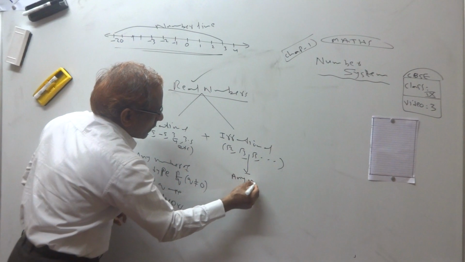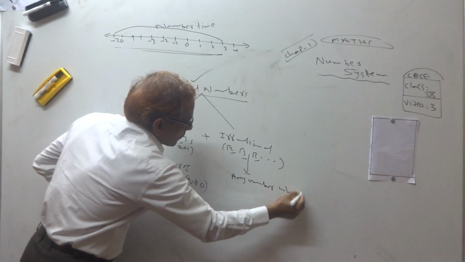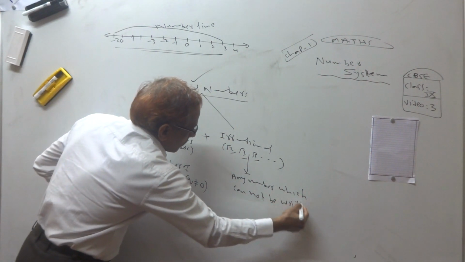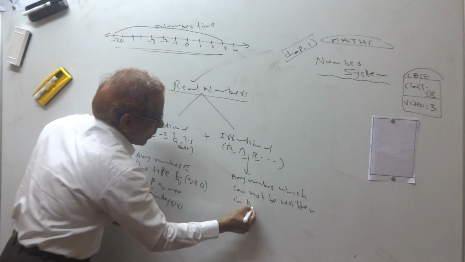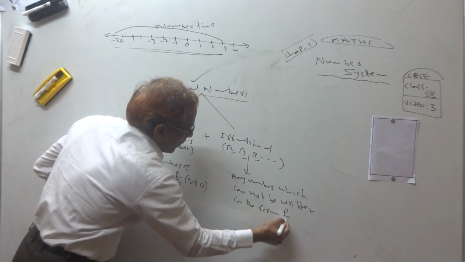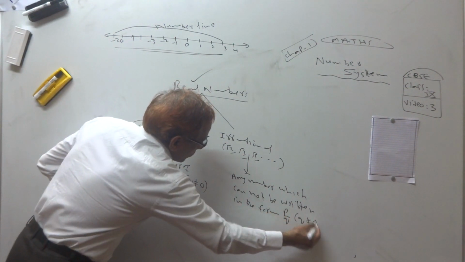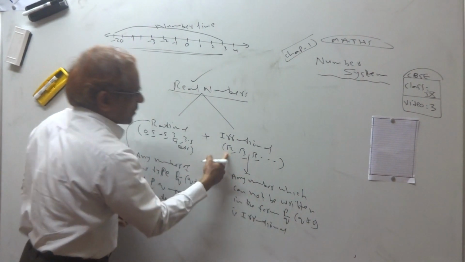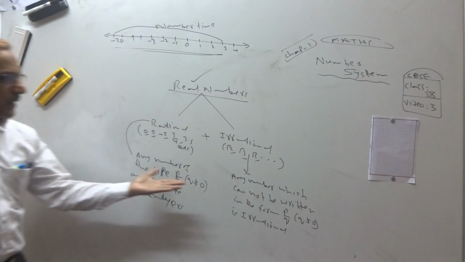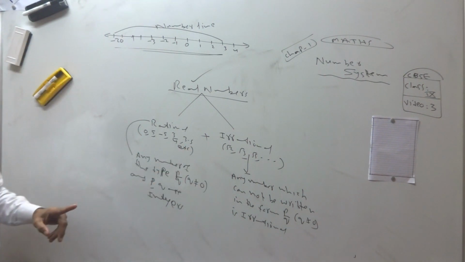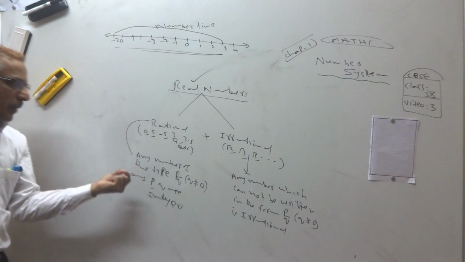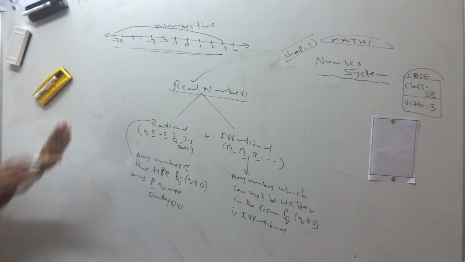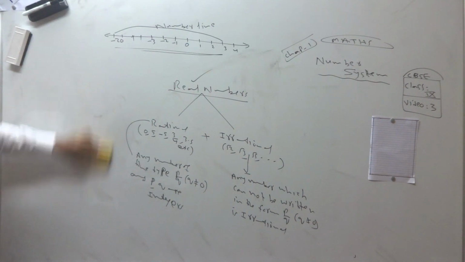Whereas an irrational number is any number which cannot be written in the form P by Q. All roots are irrational because these numbers cannot be written in the form P by Q. If a number can be written in the form P by Q, that is rational. If it cannot be written, that is irrational. This should be there in your mind.